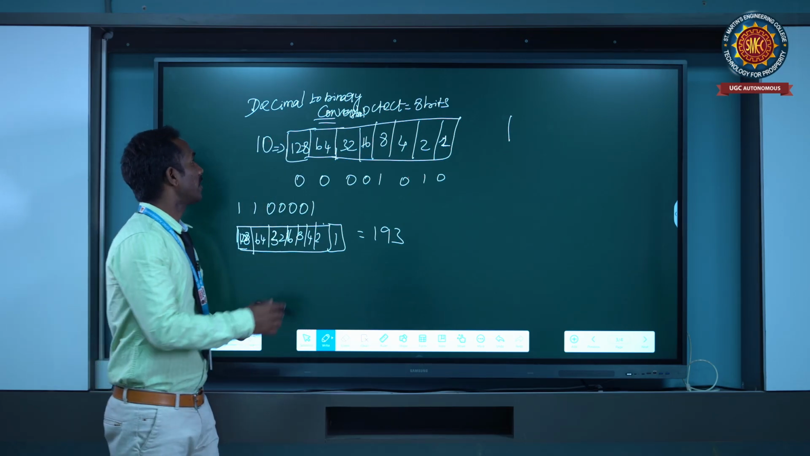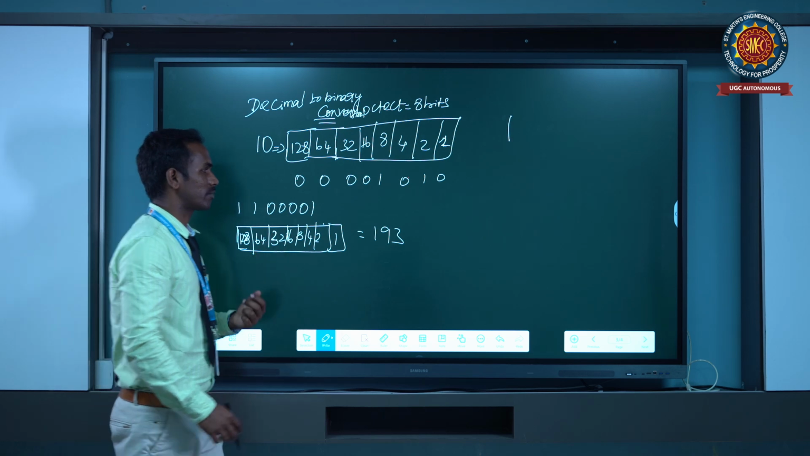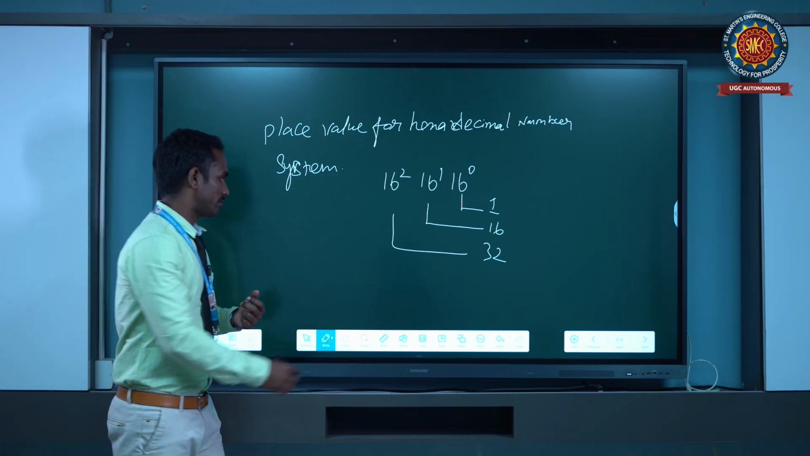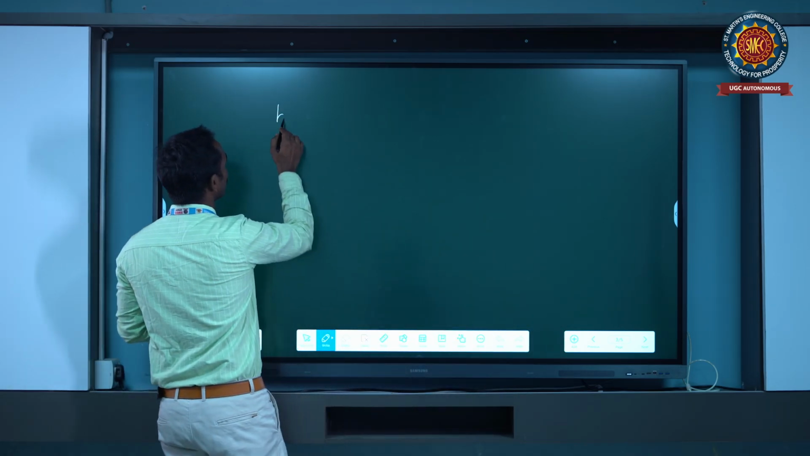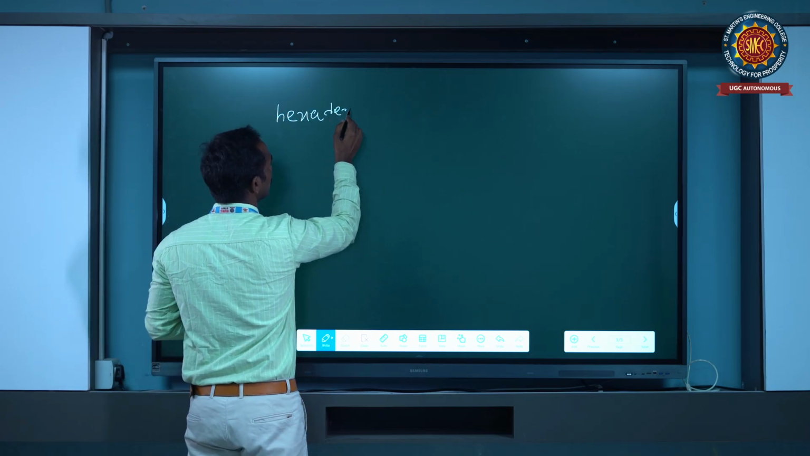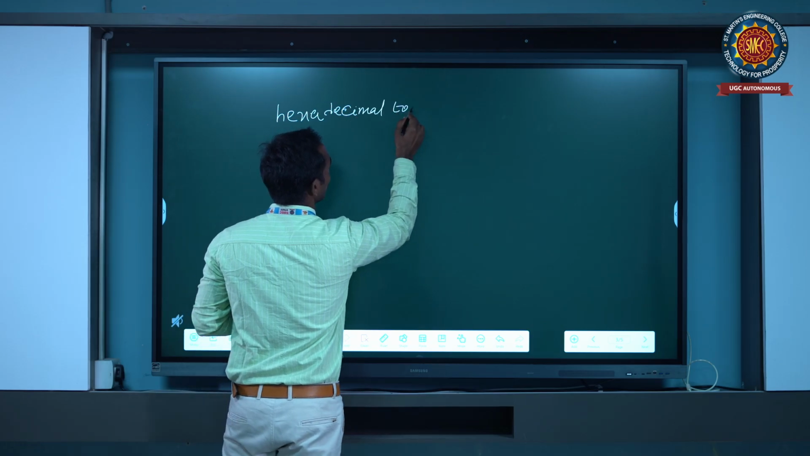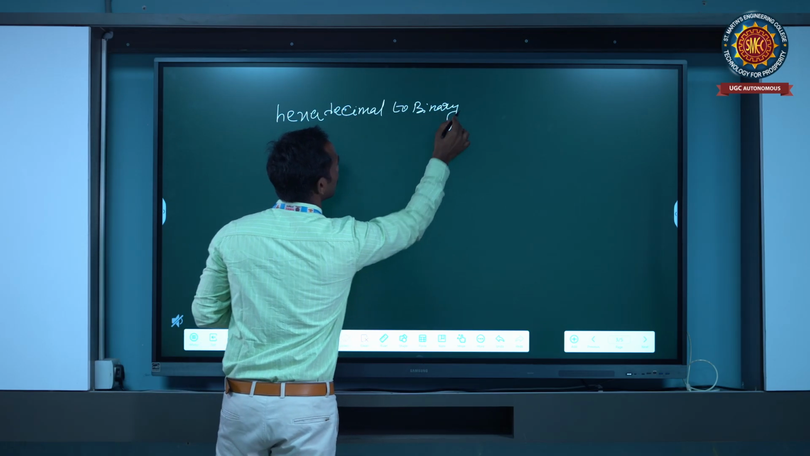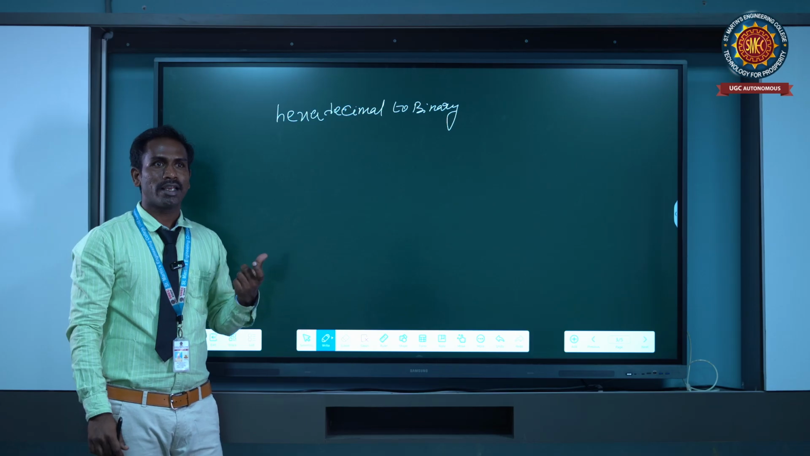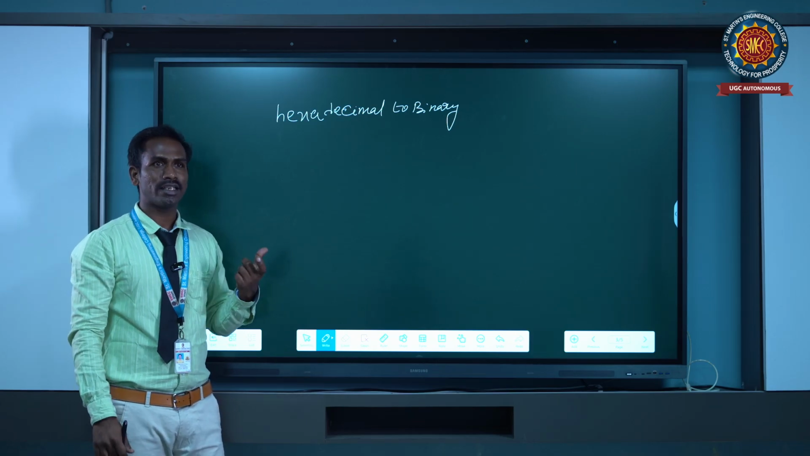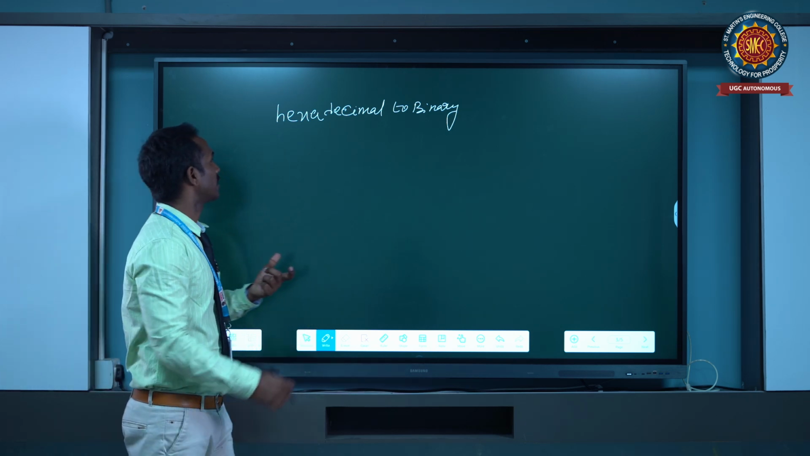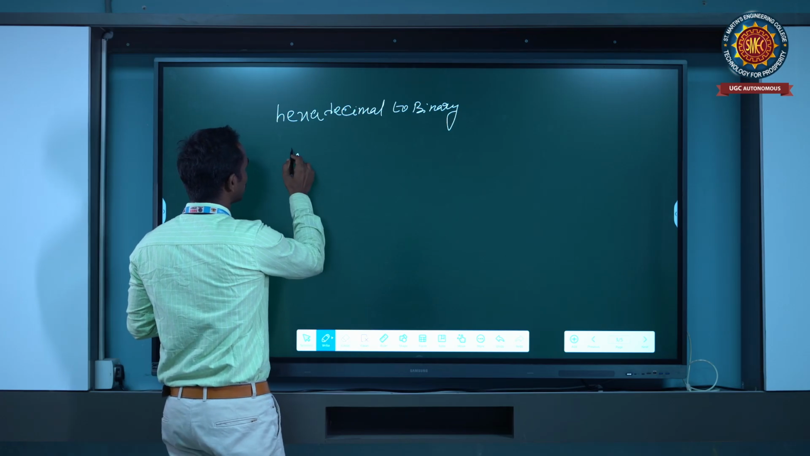And the next is hexadecimal to binary and binary to hexadecimal. What is the hexa value? Hexa value is base 16. So we have to convert the hexadecimal to binary. Suppose the value is a hexadecimal value. What is that? 0 to 9, and after 9 we consider A to F. A is 10, B is 11, C is 12, like that. So A is the hexa value.